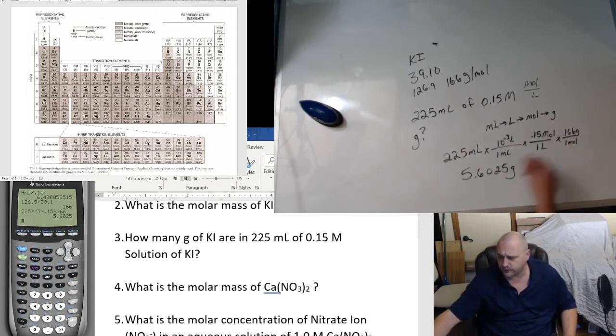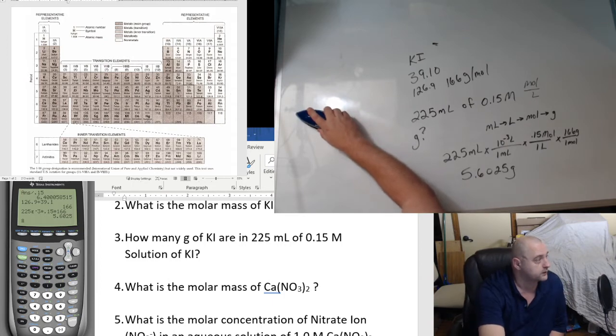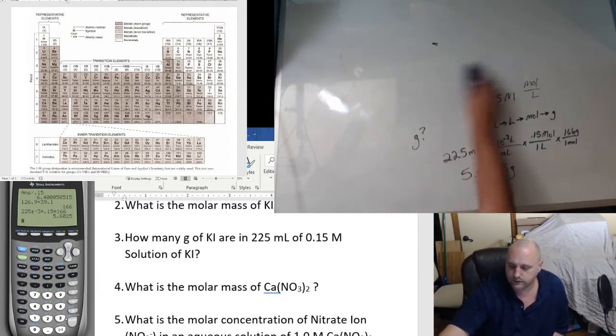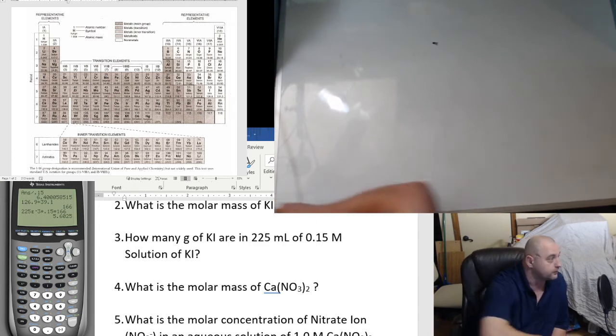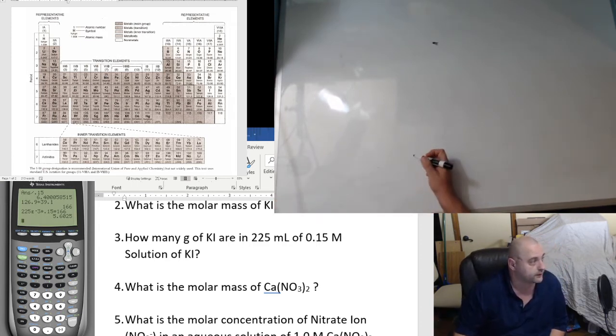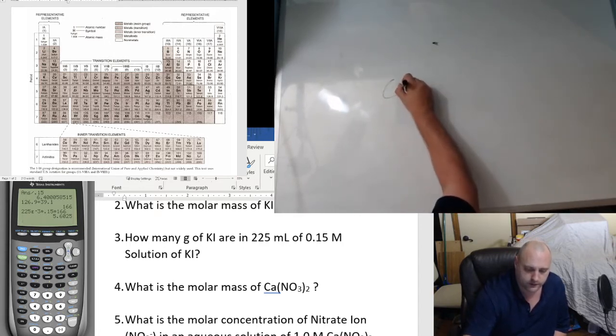So now it's 166 grams per mole. We started actually with a quite small amount of moles, so that one's not too bad. And then in question 4, we're kind of changing gears here, so we'll go ahead and get rid of this. Number 4 says, what is the molar mass of calcium nitrate?